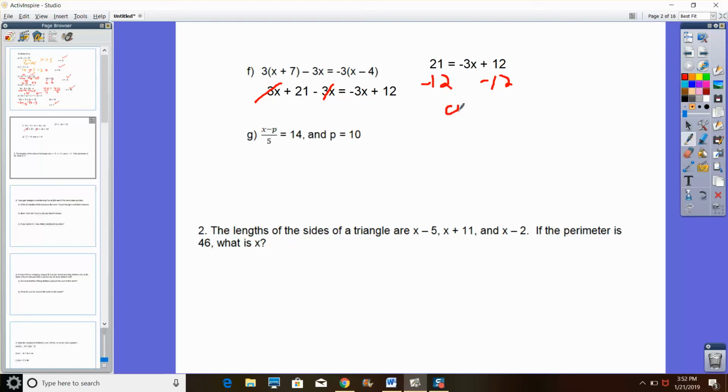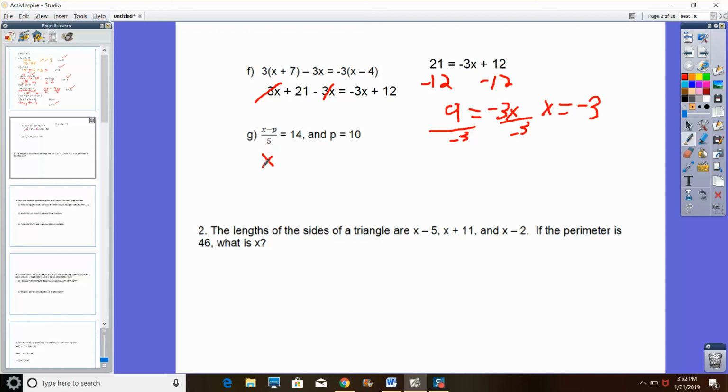That's going to give us 9 on the left, and that's going to equal negative 3x over here, which means that when we divide negative 3 on both sides, we're going to see that x is going to equal negative 3. Yep, that's right. So then x would equal negative 3. Now over here, in this particular situation, we have a value for p that we're going to plug in and then solve for x.